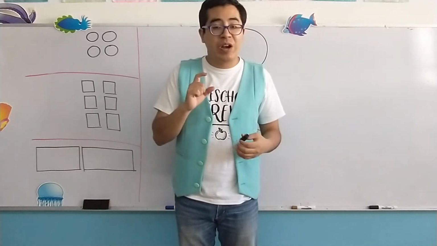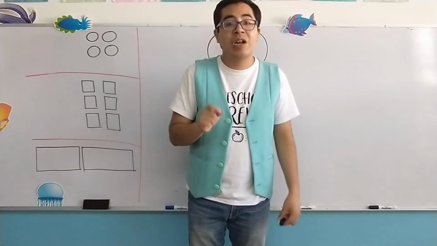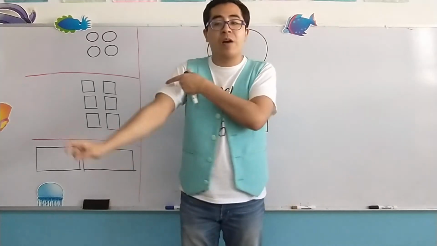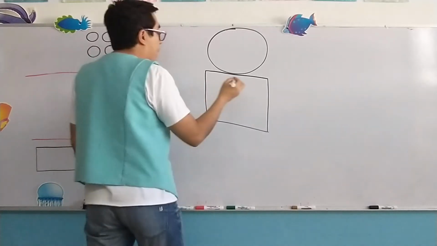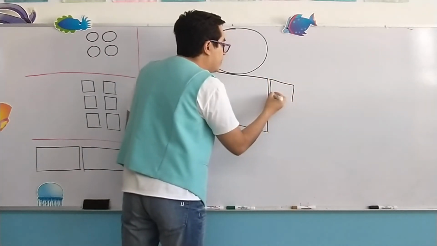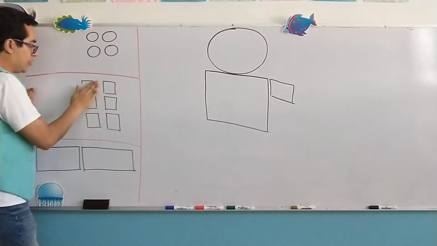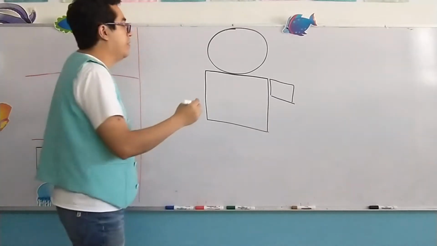Now, for these squares, let's use small squares. Vamos a usar cuadros pequeños. Only one square per arm. Solamente un cuadro por brazo. One square. I erase it from this. Lo borramos de aquí. Let's use another square.